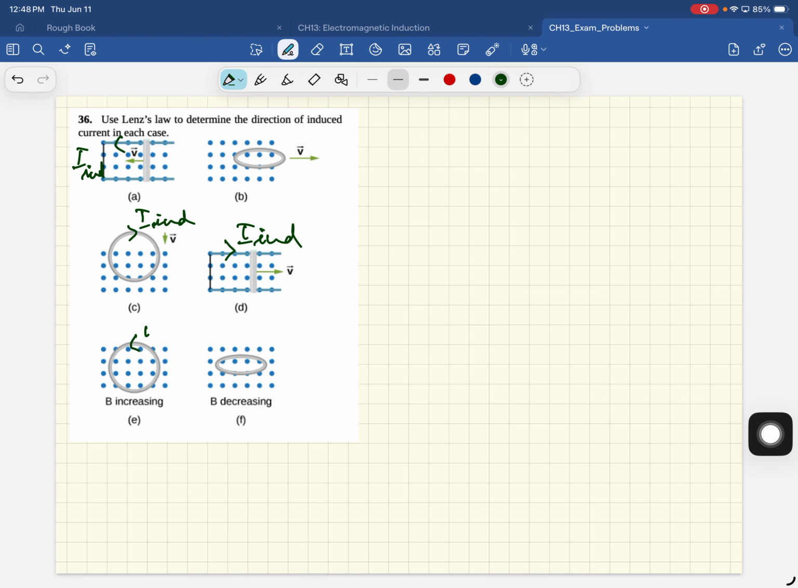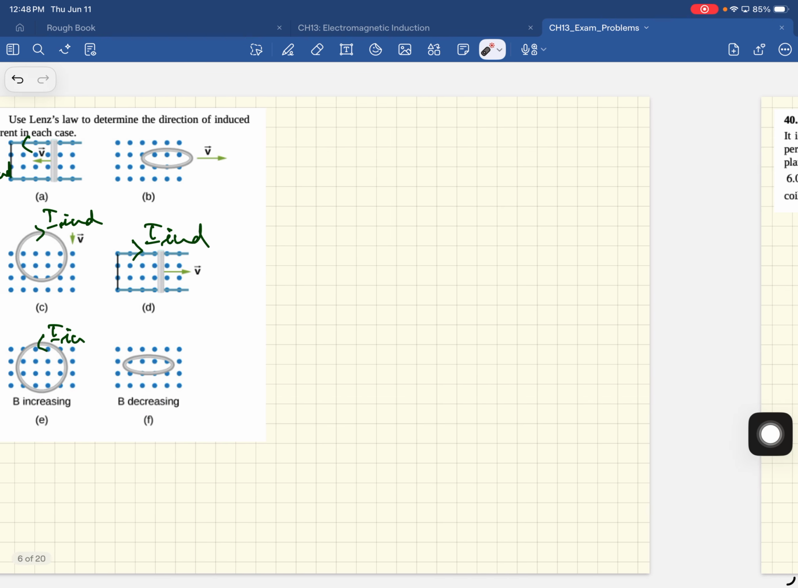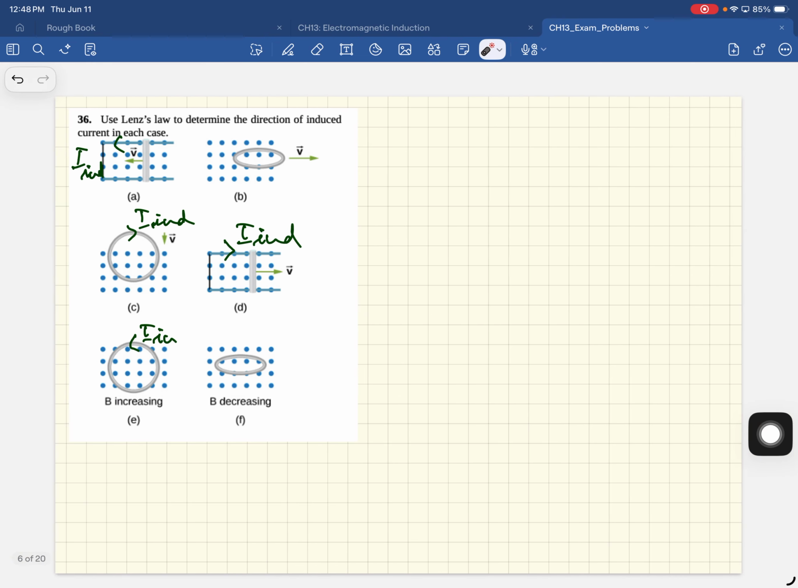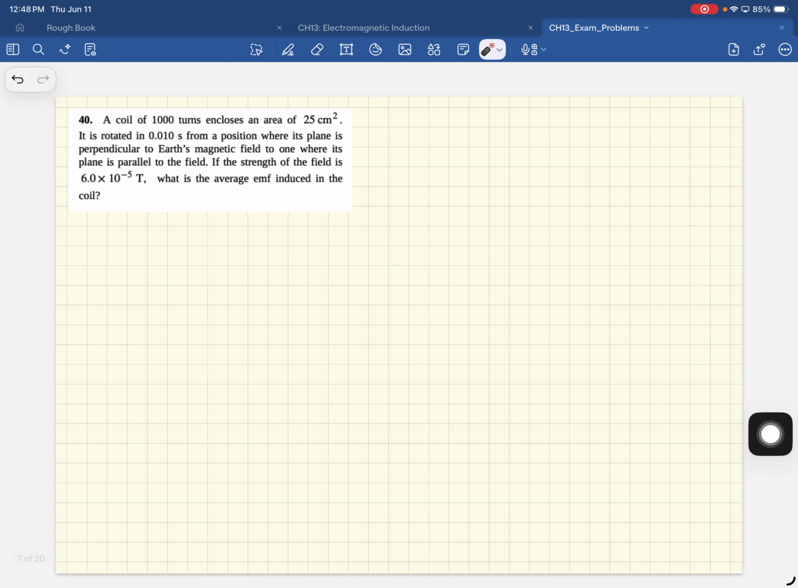So the potential difference is BLV. So 0.5 Tesla, 5 centimeters. Okay, so we'll make that 10 to the minus 3, 25 times 8, which is 200 millivolts.